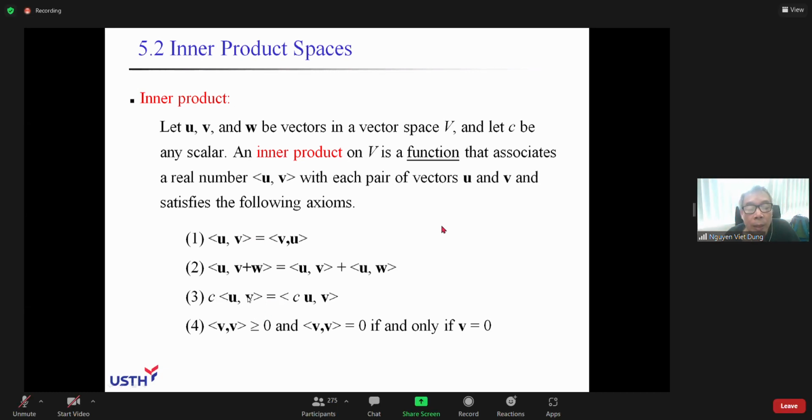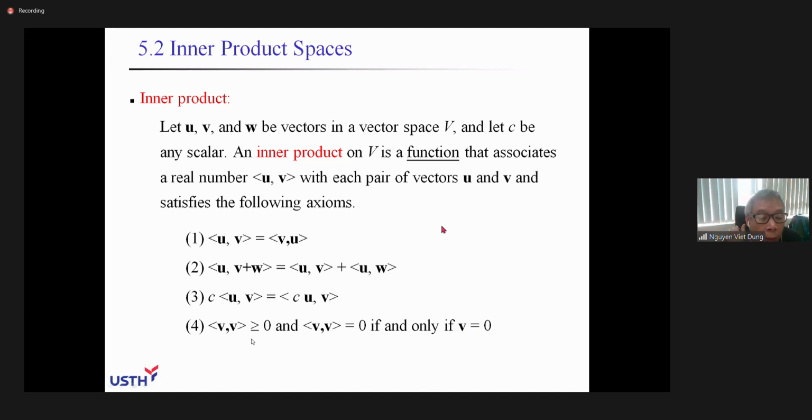The product of U and V multiplied by C equals the product of CU and V. And because of the commutativity here, you can put C in that place. And also the last property says that the product of V and V itself is non-negative. It equals 0 if and only if V is the 0 vector. So that is a property, that is the definition of an inner product.